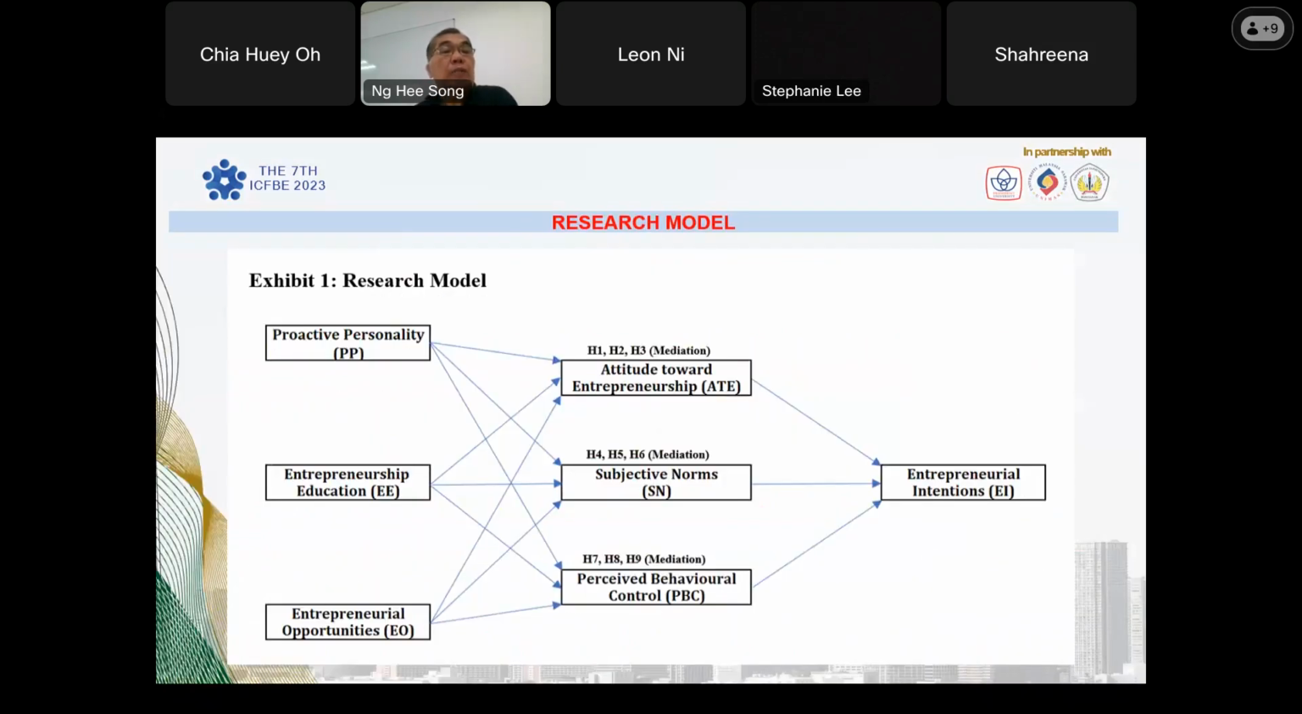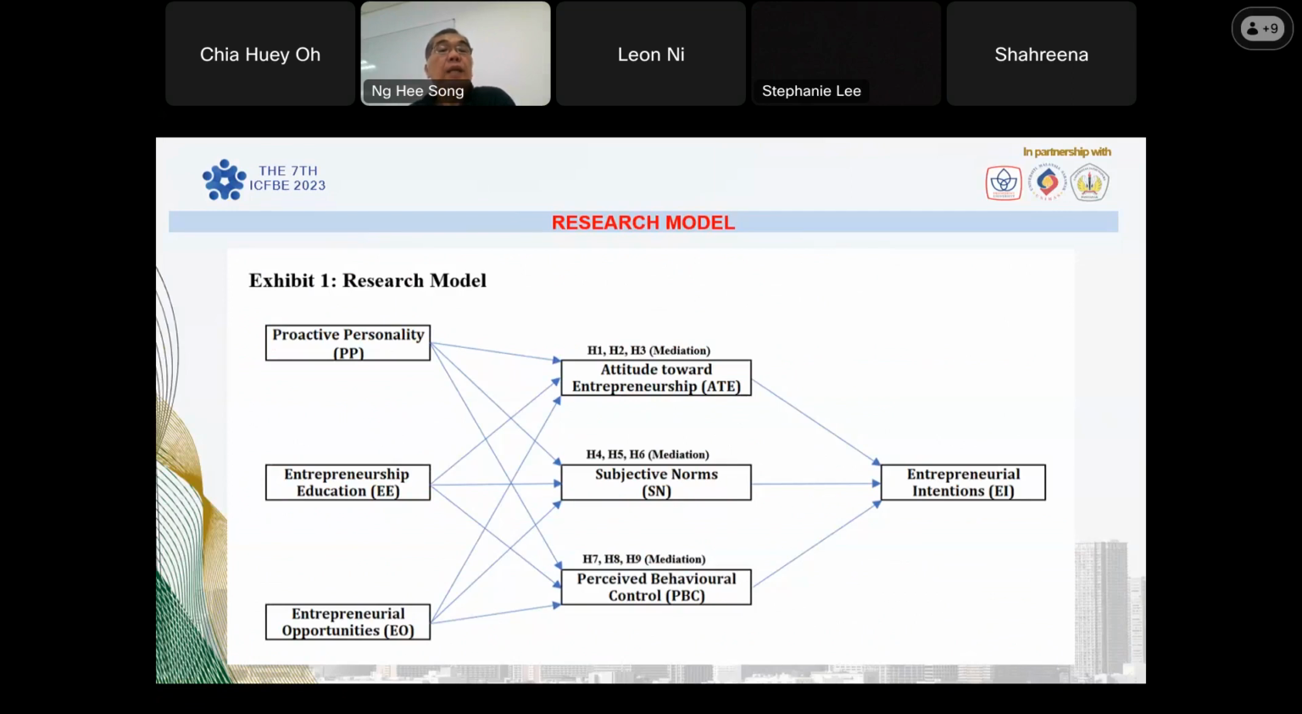Okay, so I put it here. We have personality, PP, and education, EE, and then entrepreneurial opportunity, EO. And then here I have attitude towards entrepreneurship and subjective norms, and then perceived behavior control. Eventually, I go to my DV, my dependent variable, which is intention.